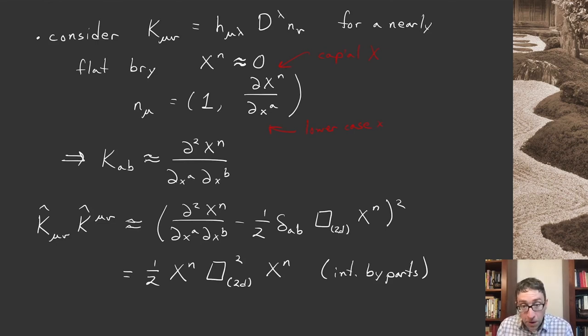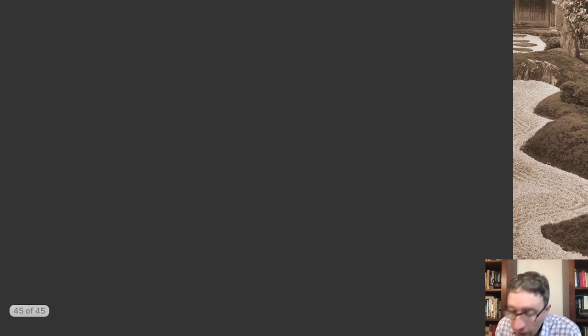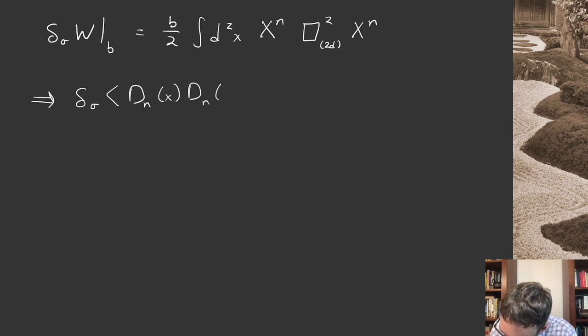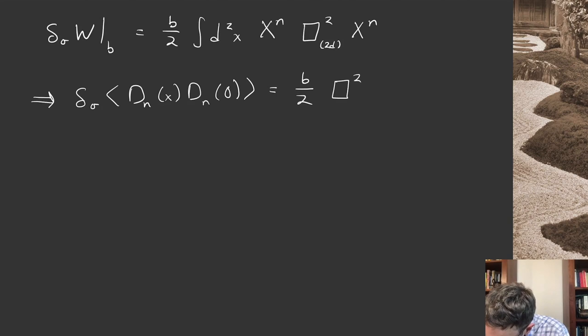The idea is to have re-expressed it in terms of this embedding coordinate so I can then make a connection with the displacement operator. So if I go back to my anomalous variation of the action, the b term here I can write now as b over 2 integral d²x x_n box squared x_n, which implies that I'm also going to get an anomalous variation of the two-point function for the displacement operator. If I just vary the above expression twice with respect to x_n, that's going to give me the two-point function. And so what is this? This is b over 2 box squared in 2d, delta² of x.